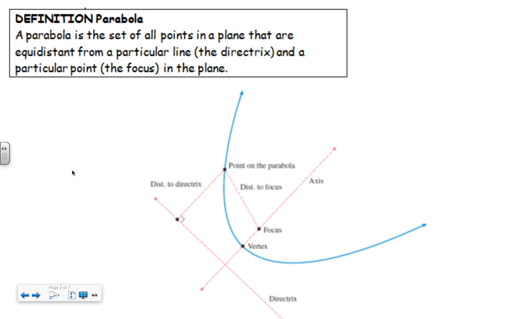The definition of a parabola: a parabola is the set of all points in a plane that are equidistant from a particular line, which is called the directrix, and a particular point, which is called the focus, and they're on that plane.